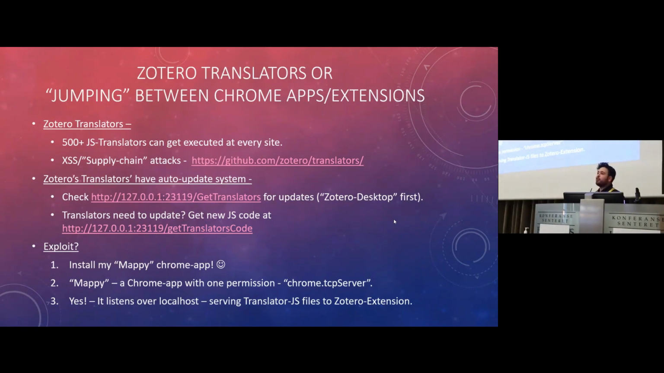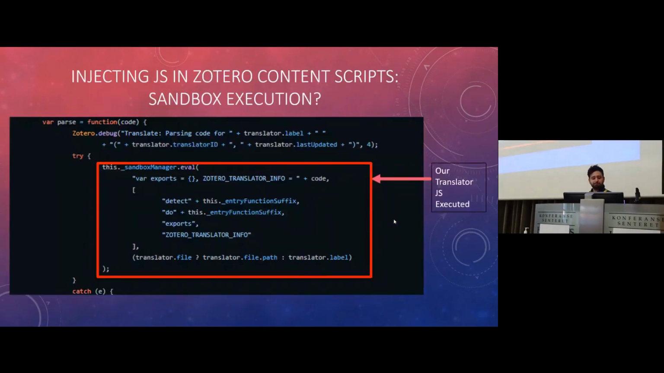And I have only one permission, which is the TCP server. I listen to this port, serve my own translator JavaScript, and that's it. Run code inside the content script. Oh, the funny thing, you can see that this is the execution of the JavaScript itself.